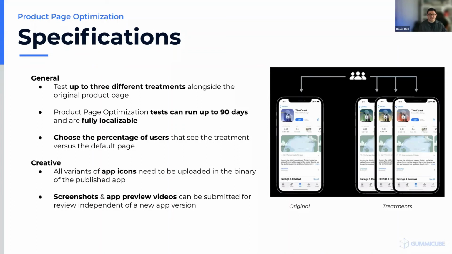Apple's going to let us test up to 3 different treatments alongside the original product page, and these tests can run for up to 90 days. They can be fully localized for different territories and languages, and we can, of course, choose the percentage of users that see the treatment versus the default page. From a creative standpoint, icons must be uploaded into the binary of the published app. That's something important that a lot of people, I think, don't remember or don't realize as part of this process. And of course, screenshots and app preview videos can be submitted for independent review through a new app version.